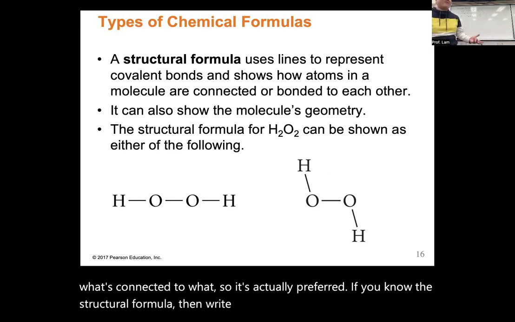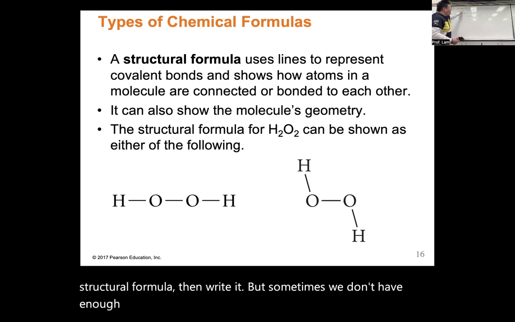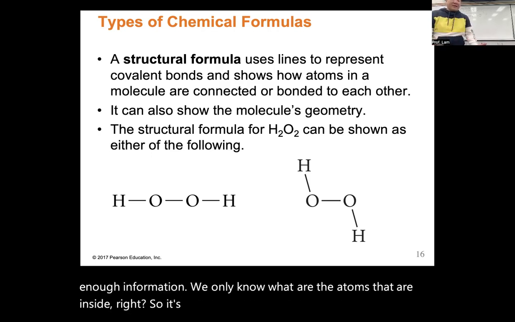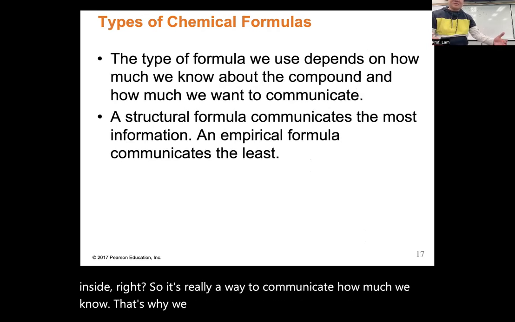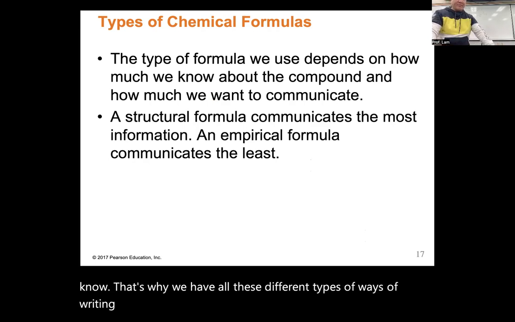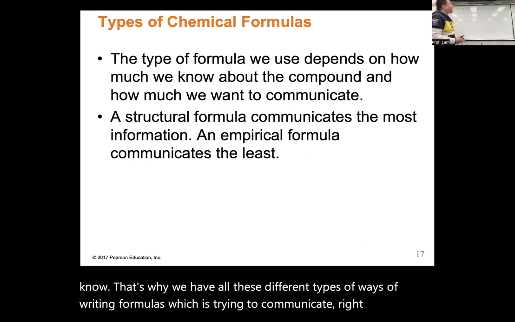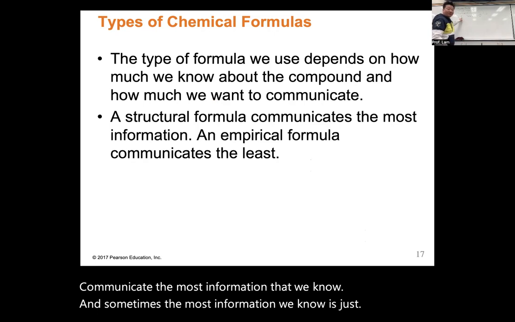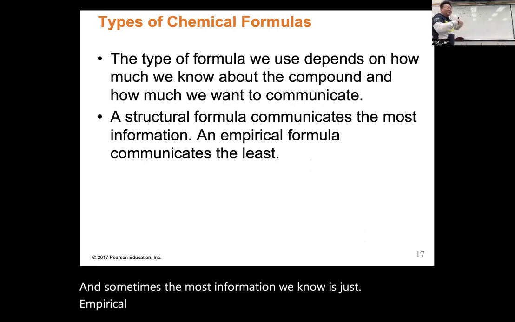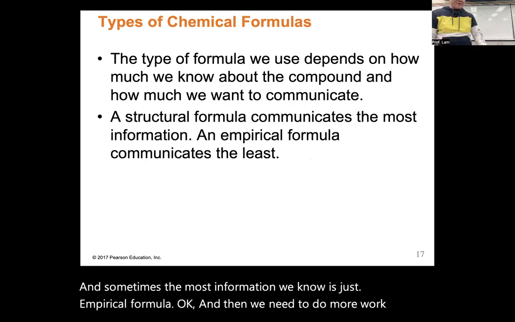So it's actually preferred, if you know the structural formula, then write it. But sometimes we don't have enough information. We only know what atoms are inside, right? So it's really a way to communicate how much we know. That's why we have all these different ways of writing formulas, to communicate the most information that we know. And sometimes the most information we know is just the empirical formula, and then we need to do more work to figure out what that compound is.